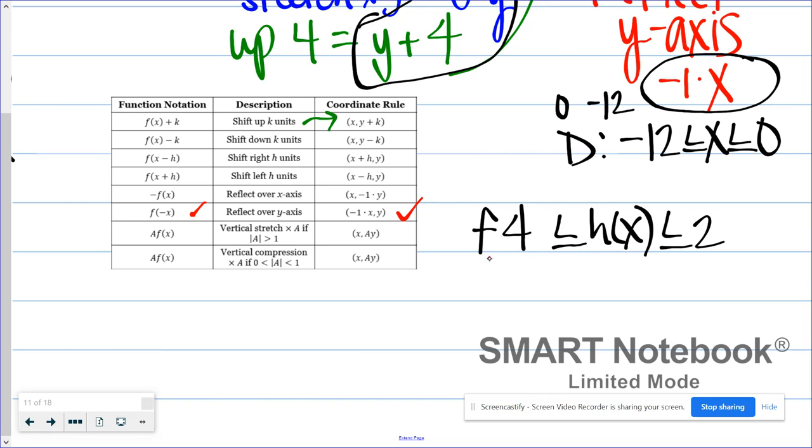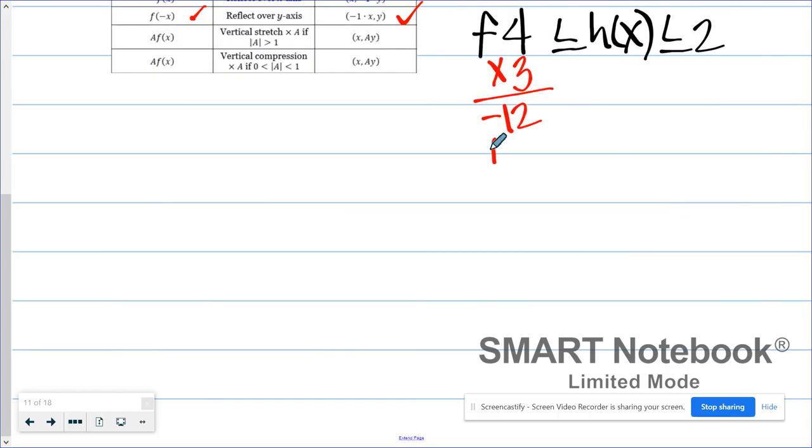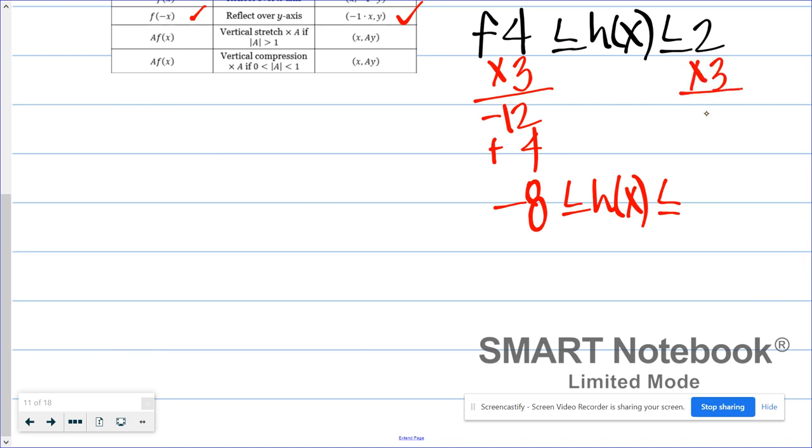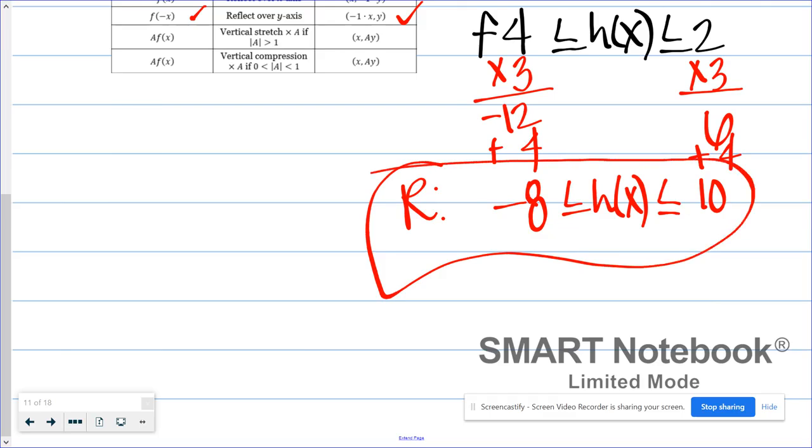I'm going to take negative 4 times 3. That's negative 12. And then I'm going to add 4 to that. And that gives me negative 8. Okay. And then I'm going to do the same thing with the 2. I'm going to times it by 3 to show that stretch. And then I'm going to plus 4. And so for my range, I get negative 8 is less than or equal to h of x is less than or equal to 10. Okay.